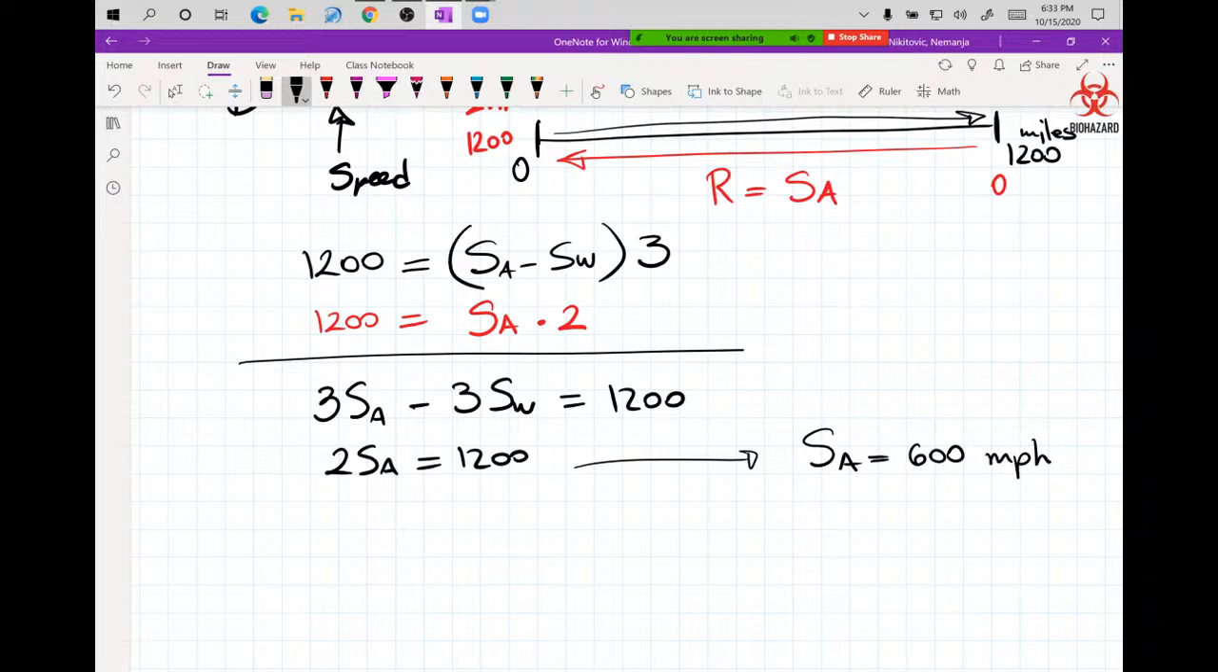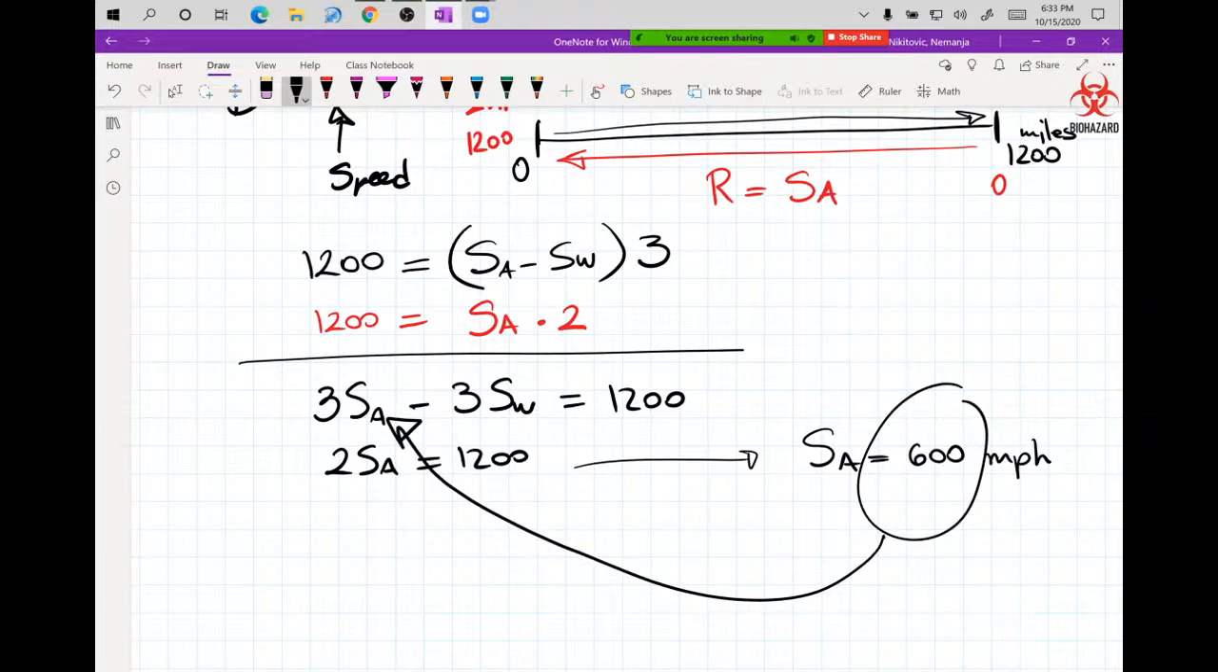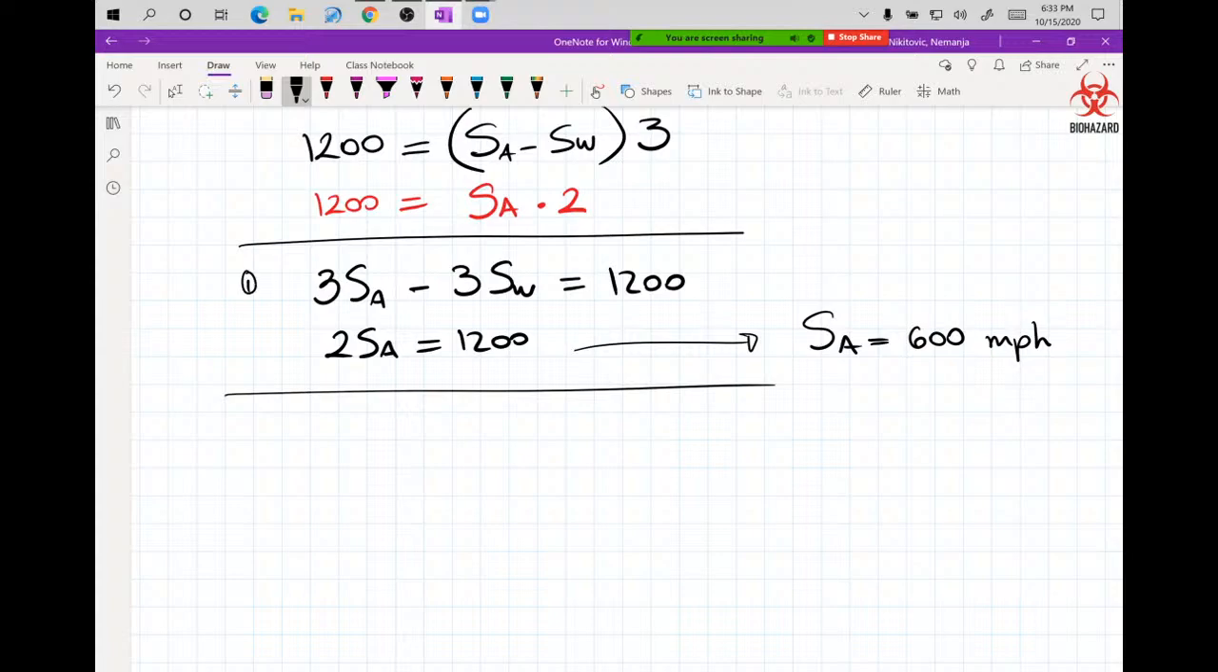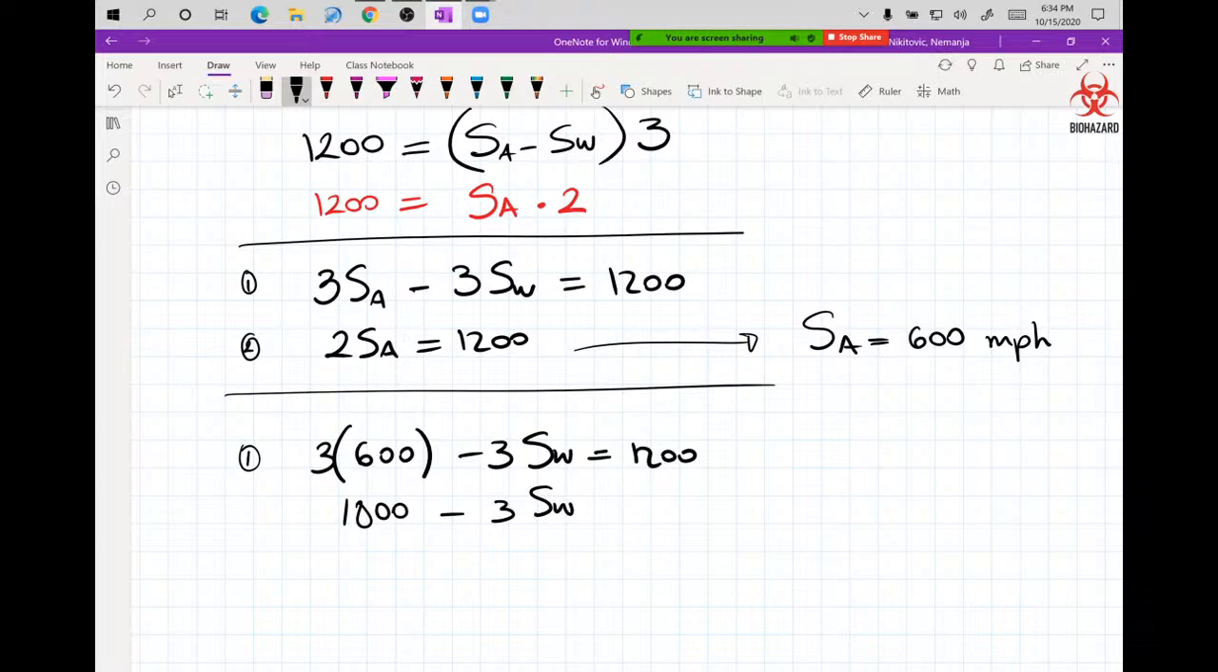So that's the speed of the airplane. That's really fast, but whatever. And then you take that SA, 600, and you plug it in to figure out the speed of the wind. Again, this is equation 1, this is equation 2. So equation 1: 3 times 600 minus 3 SW equals 1200. That's 1800 minus 3 SW equals 1200.